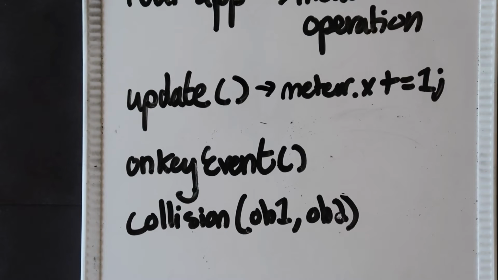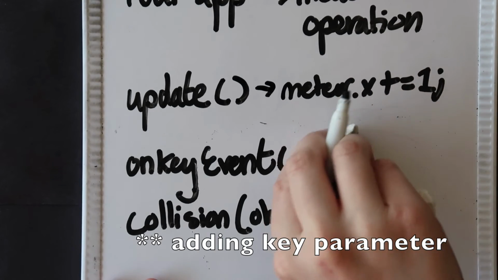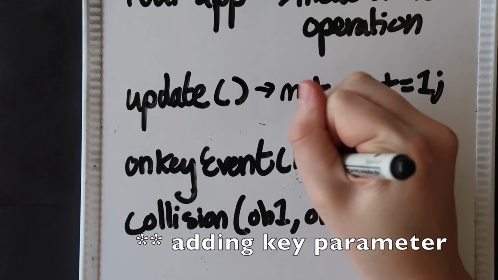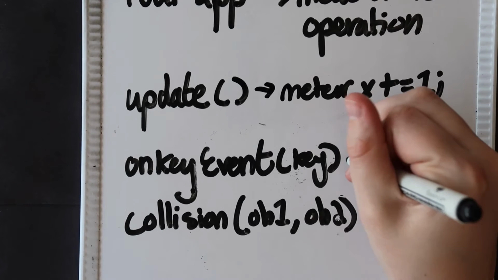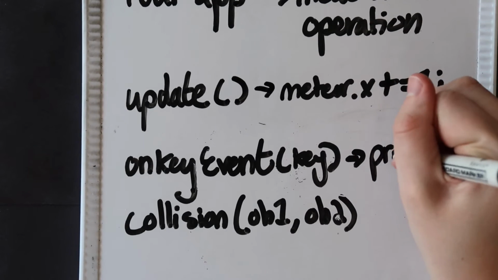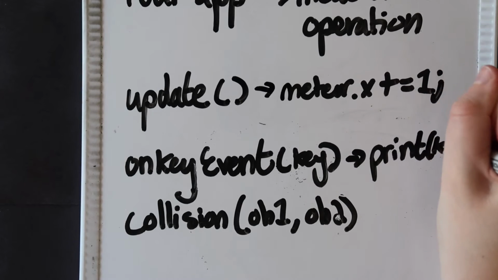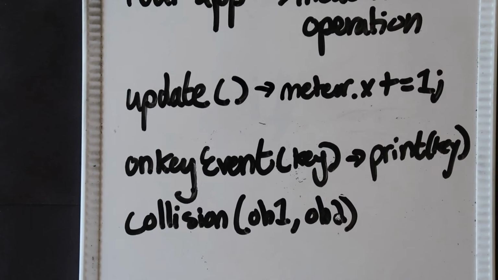Now, what happens when someone presses a key? Oh, I see I need to add key here. Well, that's what we get to implement. We get to implement what happens when someone presses a key. In this case, we'll want to print out the key the user presses. So to do that, I can just go print key, accessing the value of that parameter.